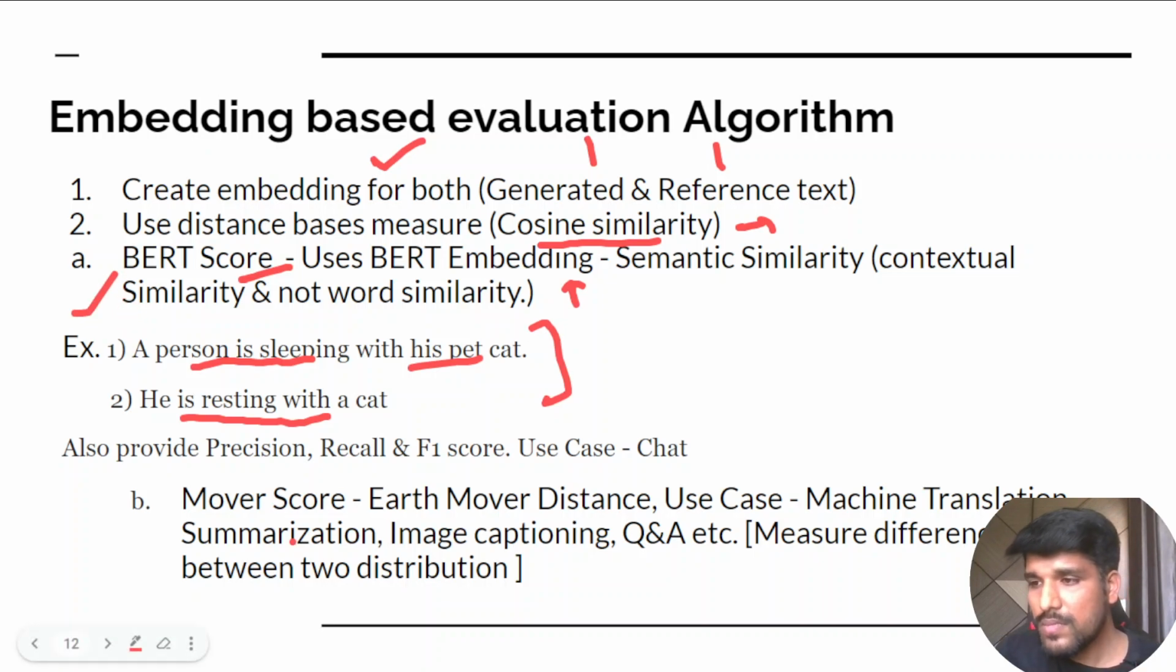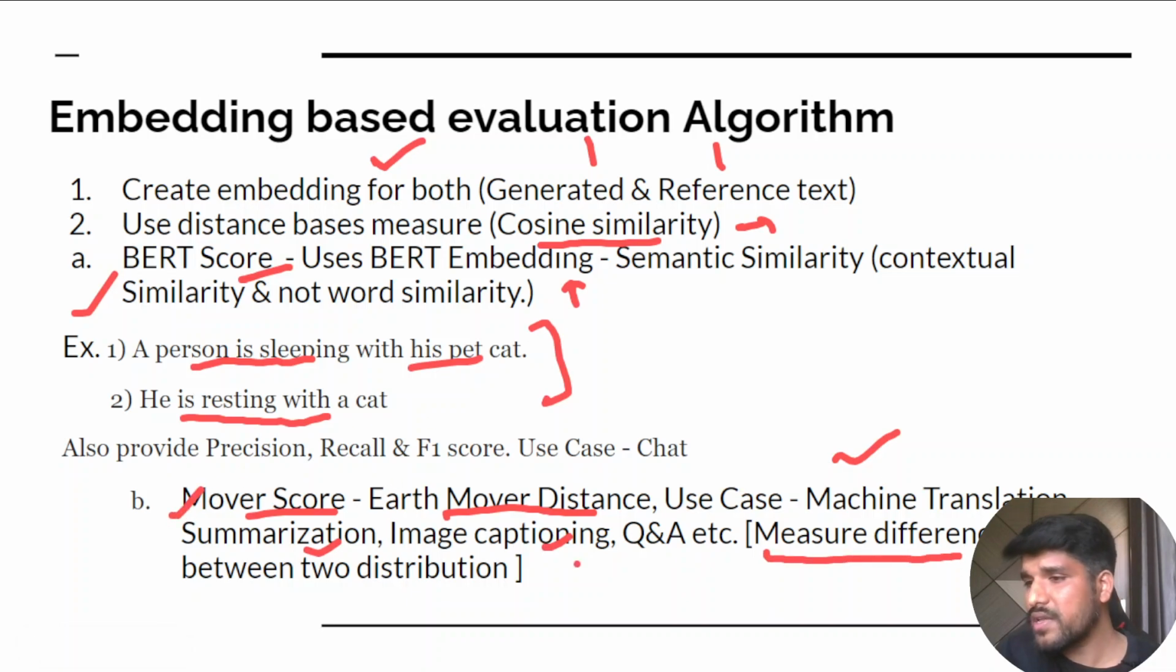Now the second is the mover score. There is a famous algorithm or mathematics, that is earth mover distance. Using that also you can do the embedding based evaluation, where the use cases are machine learning, translation, summarization, image captioning. So what exactly will the mover score do? It will measure the difference between two distributions. So these are the two distributions. It will measure what is the difference between these two distributions, and it will give the score.